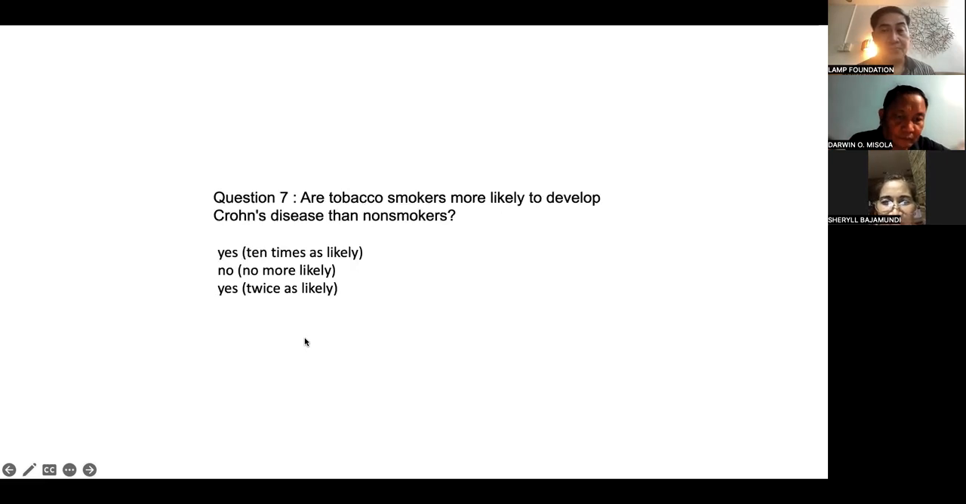Lactose intolerance. Are tobacco smokers more likely to develop Crohn's disease than non-smokers? Yes, 10 times as likely. Twice as likely. I don't know. Twice as likely. Twice only. Okay, why is that?